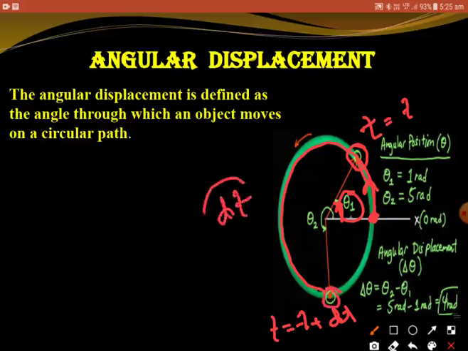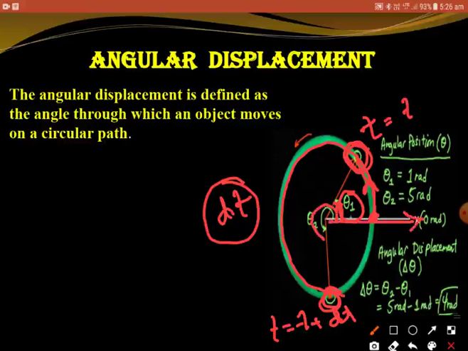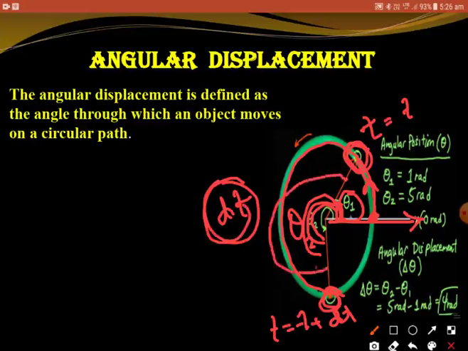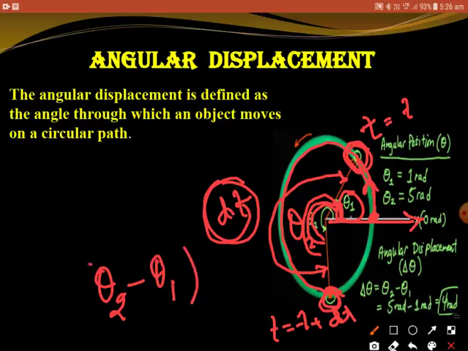During this small time interval dt, the body moves from this position to this position. Taking this as the reference axis, the angle described at the end is theta 2. So the angle described during the time interval dt can be obtained by taking the difference of the final angle and the initial angle. This difference of the angle described by the body during this interval of time we call angular displacement.